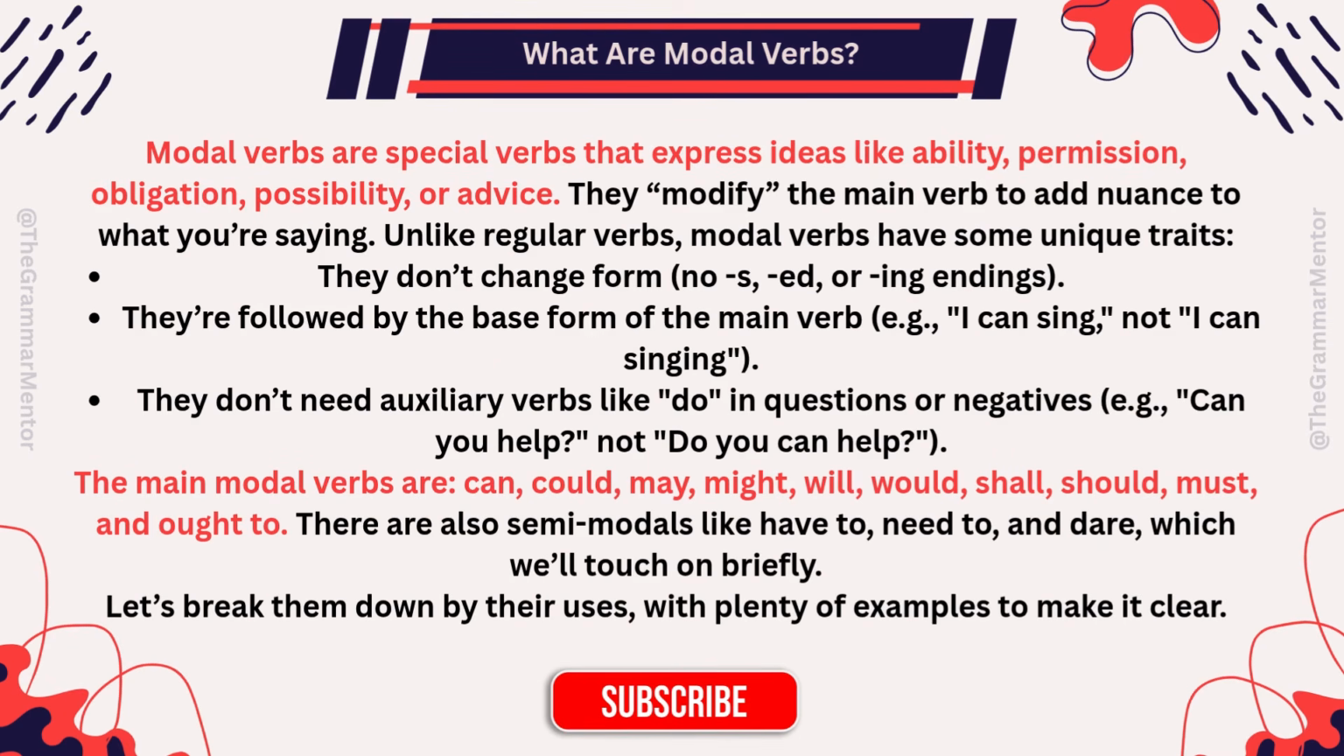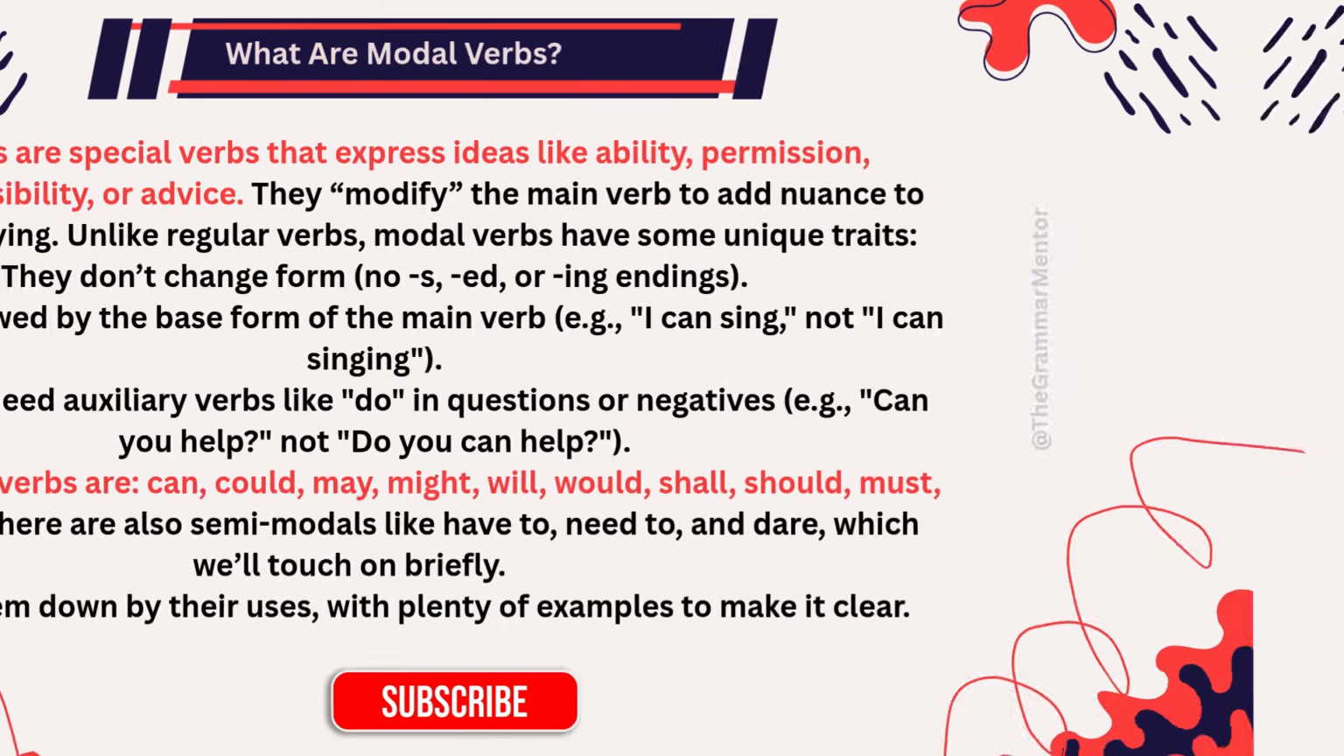They're followed by the base form of the main verb, e.g., I can sing, not I can singing. They don't need auxiliary verbs like do in questions or negatives, e.g., can you help, not do you can help. The main modal verbs are can, could, may, might, will, would, shall, should, must, and ought to. There are also semi-modals like have to, need to, and dare, which we'll touch on briefly. Let's break them down by their uses, with plenty of examples to make it clear.